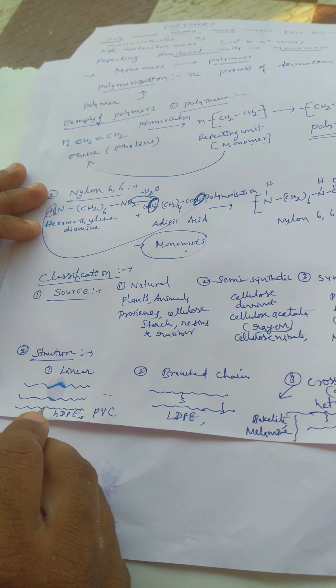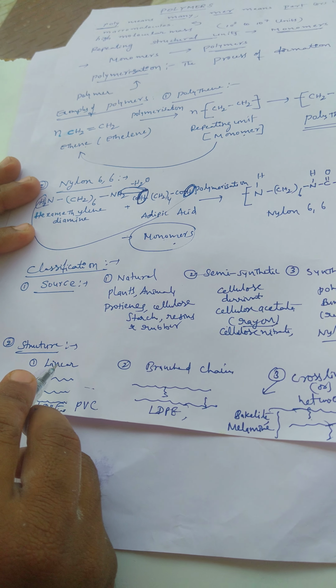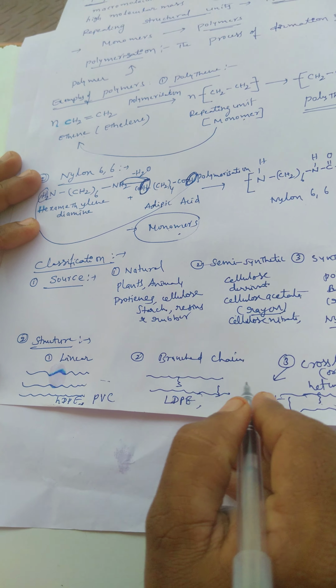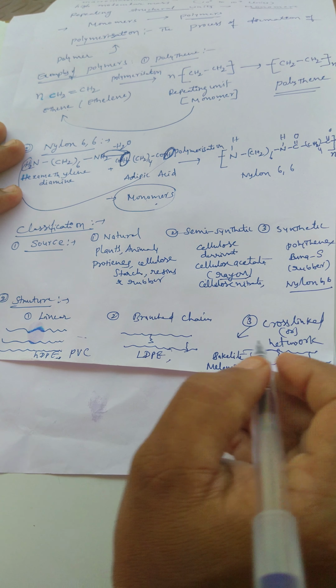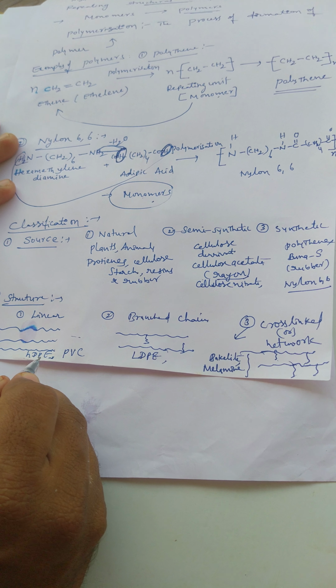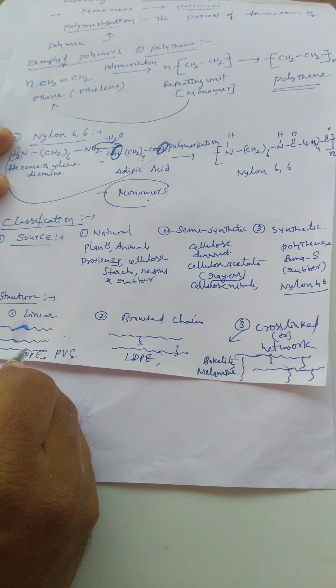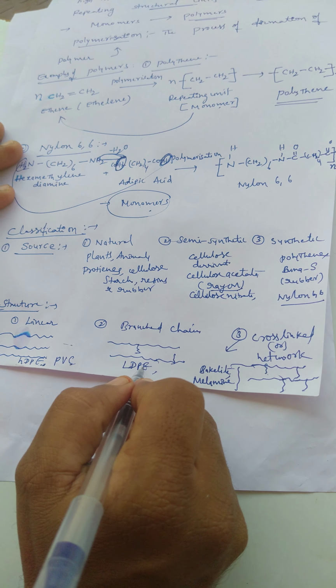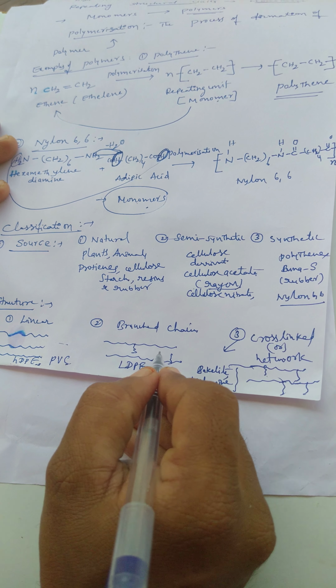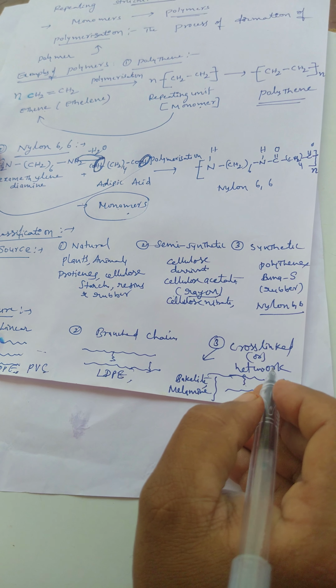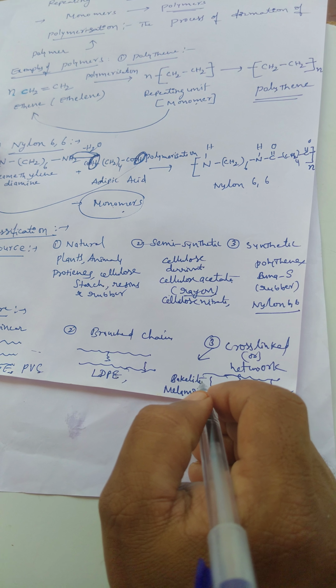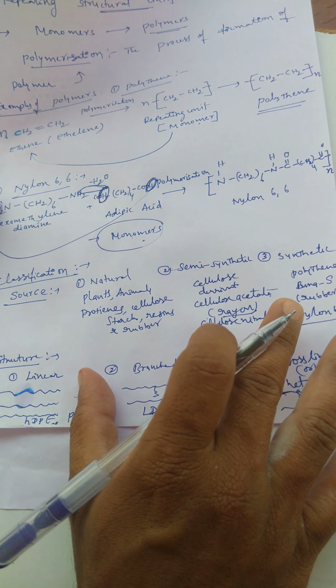Now we'll see some examples of linear polymers, branched chain polymers and cross-linked polymers, children. HDPE, high density polythene, and polyvinyl chloride come under linear polymers. LDPE, low density polythene, comes under branched chain polymers. Cross-linked polymers means Bakelite and melamine polymers.